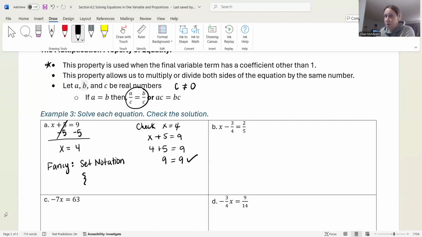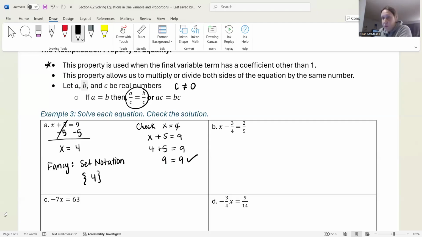State the solution. You do not put the variable, you just put the actual value for the variable. So we would want to put a 4 in and then end your curly braces. This translates to the solution set contains the value 4. Okay? Moving on, we've got part B.